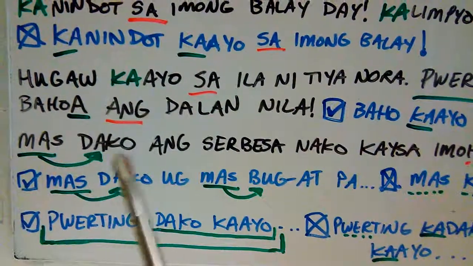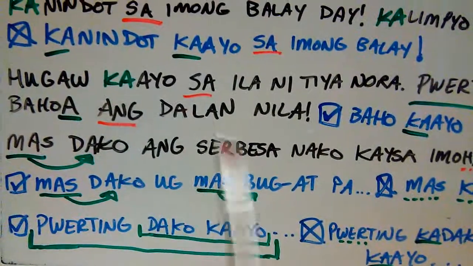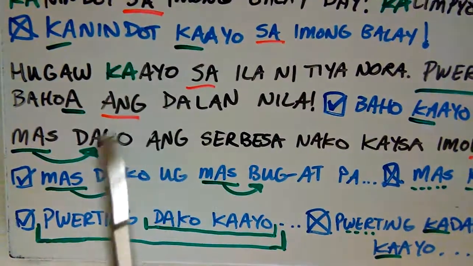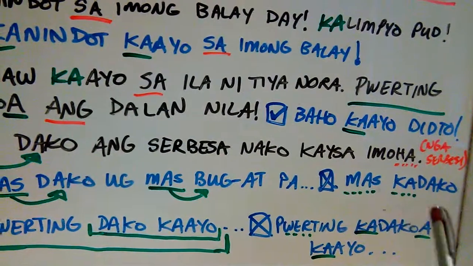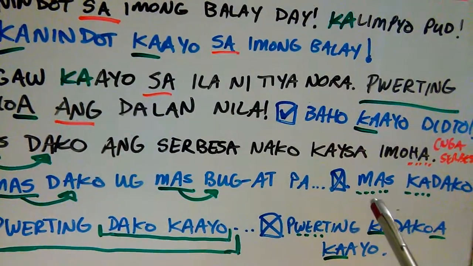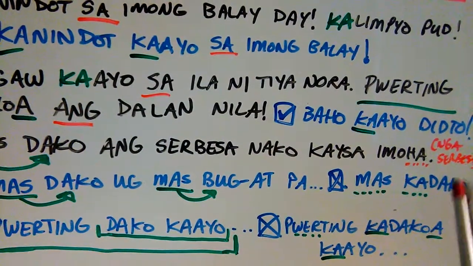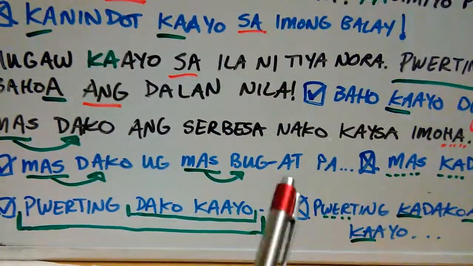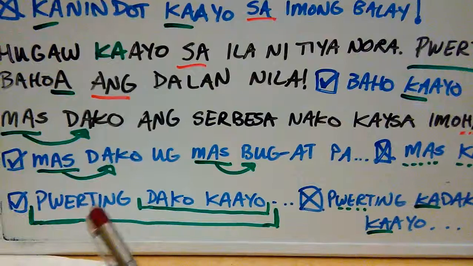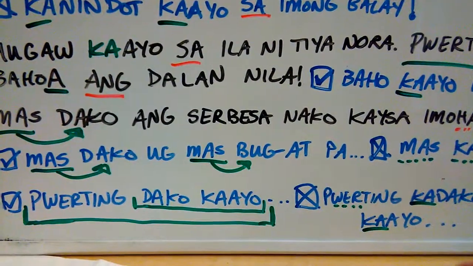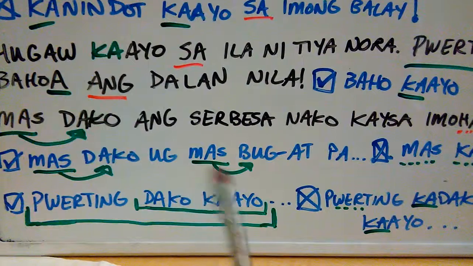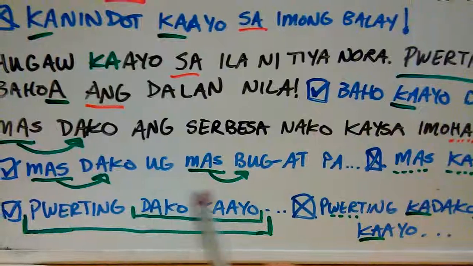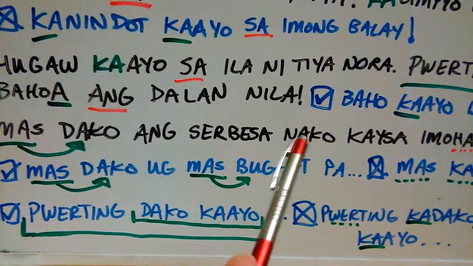If you don't want to use mas and you want to use ka, that's okay. Kadako ang sebesa nako, blah blah blah, that's fine. Mas dako ang sebesa nako, blah blah blah, that's okay too. But you can't use this one right here, mas kadako, because that's already two modifiers on the same adjective, and you only need one modifier. However, if you want to keep describing it, you can use something like mas dako ug mas bugat pa, blah blah blah, which is okay because each of these adjectives are being modified separately once by something, and that's fine as long as they're not sharing the same modifier.